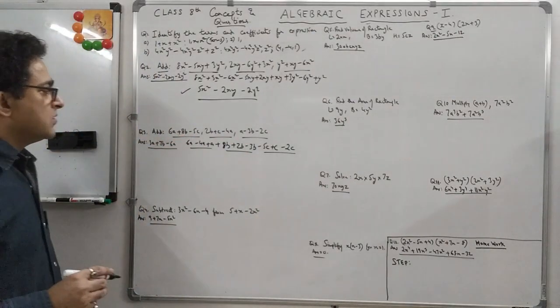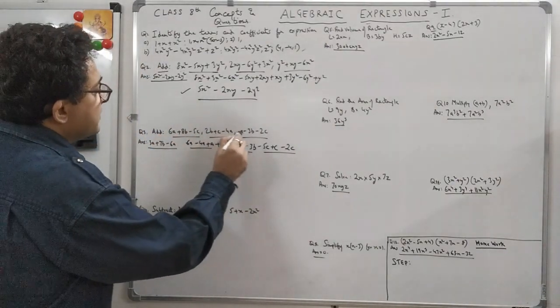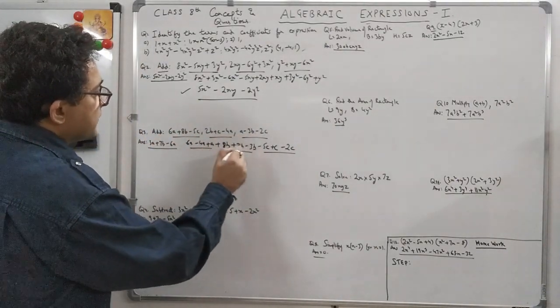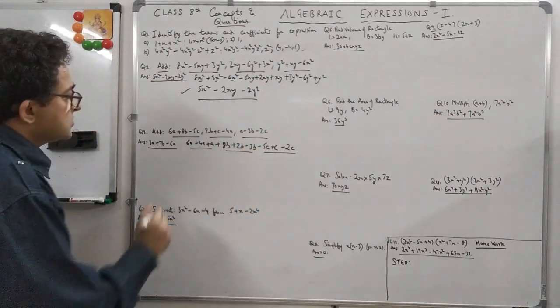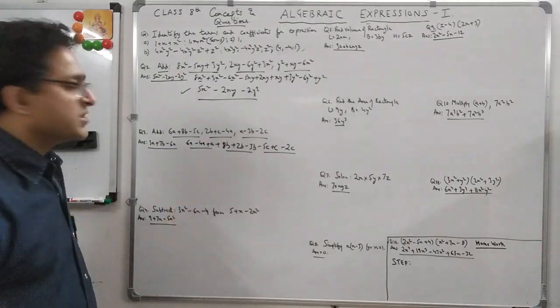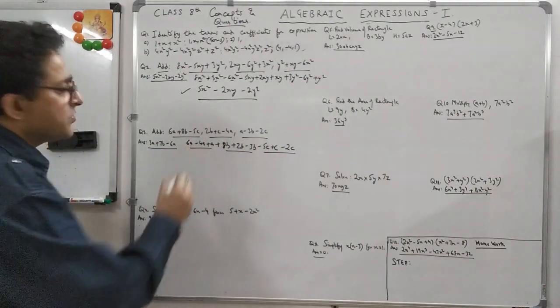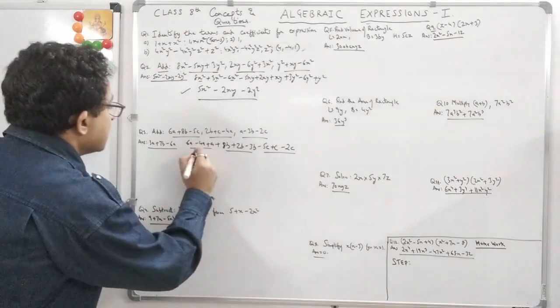But the first part of the question, again you check: 1, 2, 3, 4, 5, 6, 7, 8, 9 terms. Okay. Now again the same rule of BODMAS. First we do the addition and then the subtraction. 6a plus a is 7a. 7a minus 4a is 3a.